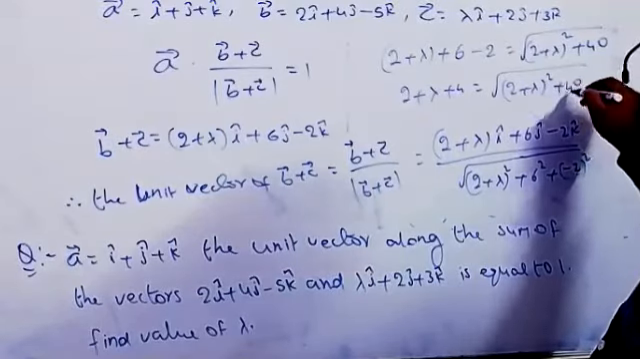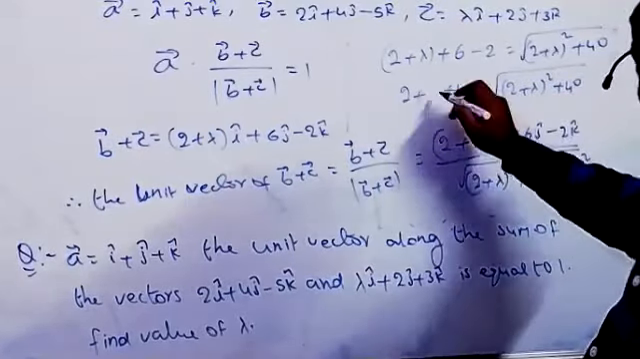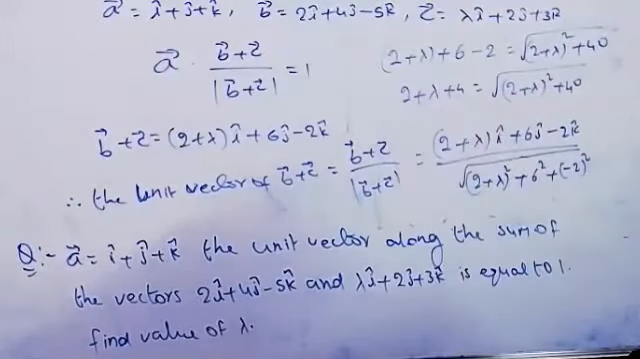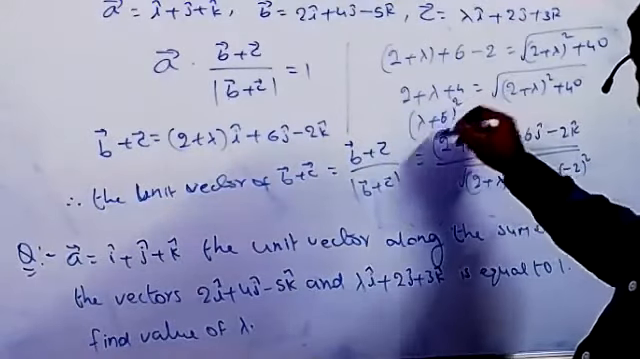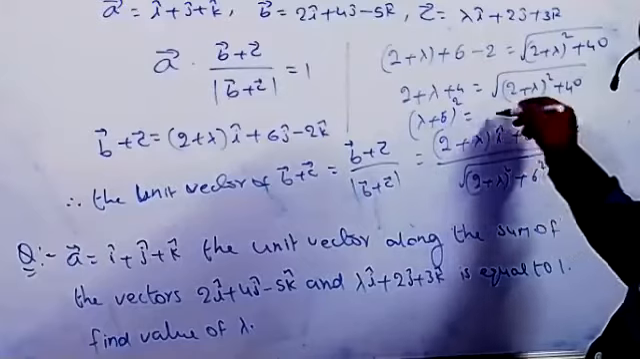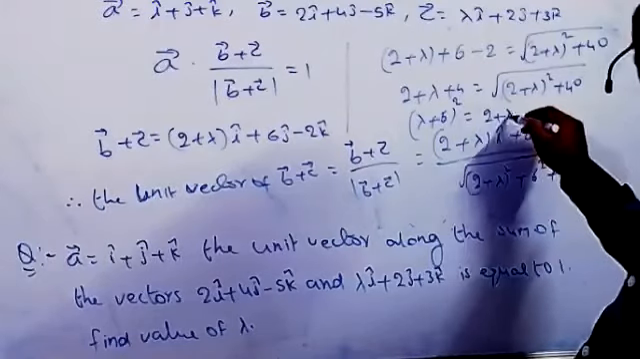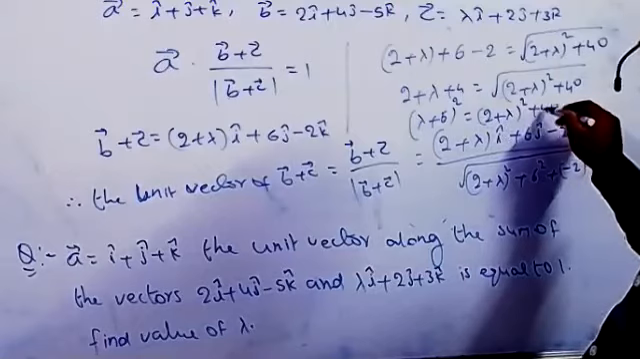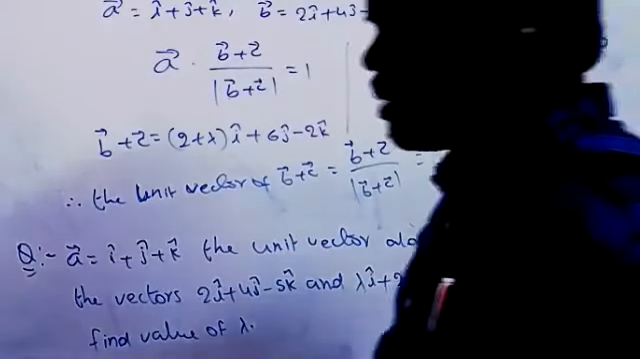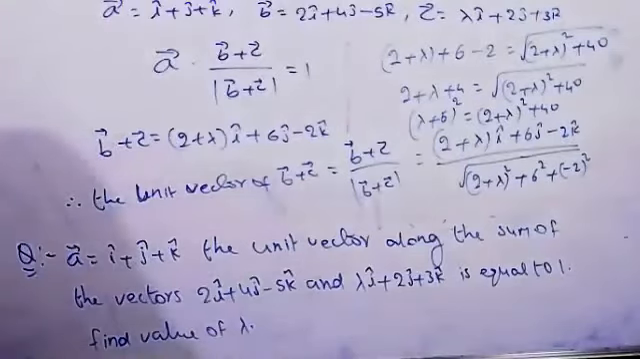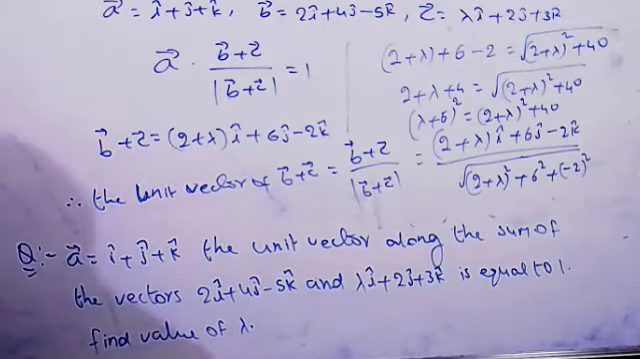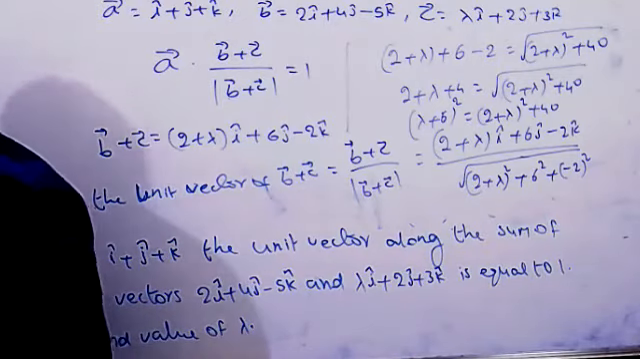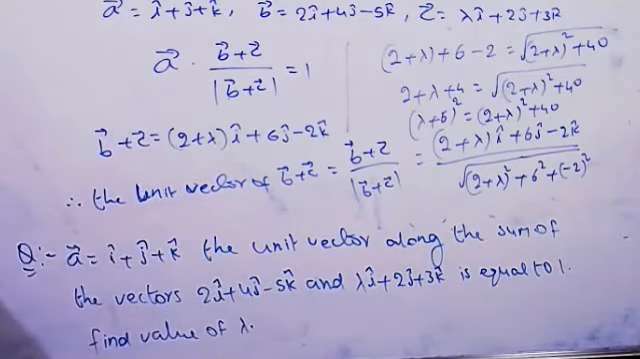But we need to find the value of lambda, so squaring on both sides is compulsory. 2 plus 4 is 6 anyhow. When you square both sides, lambda plus 6 whole square is equal to, removing the square root, (2 plus lambda) whole square plus 40. Now simplify that and you will get the value of lambda. You can solve it and tell me the value of lambda.